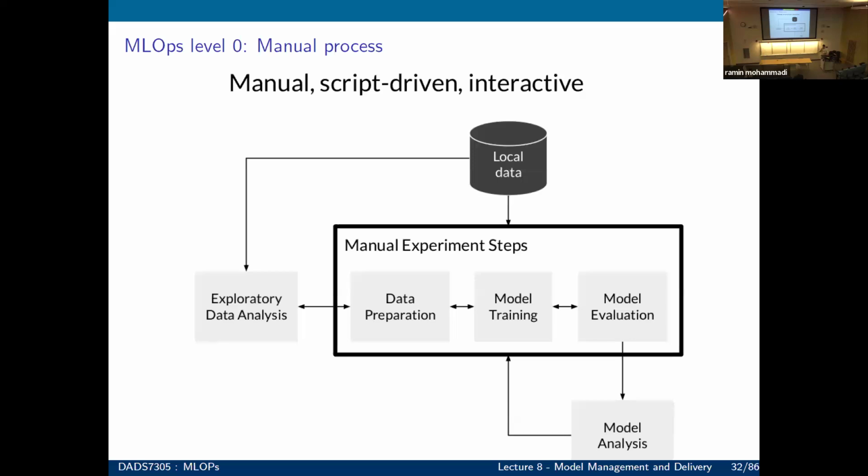The first one, which we say is MLOps level 0, is probably everyone in school. It's like what we built in school as a project. You have a local data set on your computer. You do some manual experimentation, data preparation, model training, model evaluation, and you do some model analysis at the end. The result of this is that you have a model, correct?